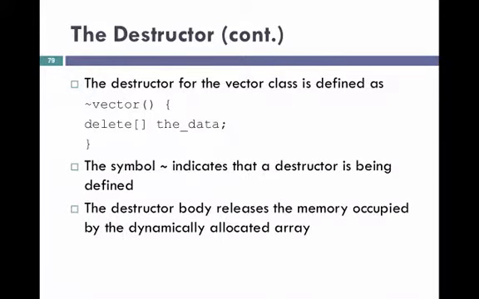So here's an example of a destructor for the vector class. Its syntax is tilde vector. Just like we use vector for constructors, we use tilde vector for destructors, and in this case we'll delete the memory that was dynamically allocated and assigned to data. The destructor body releases the memory occupied by the dynamically allocated array. And that brings us to the end of this Slidecast.